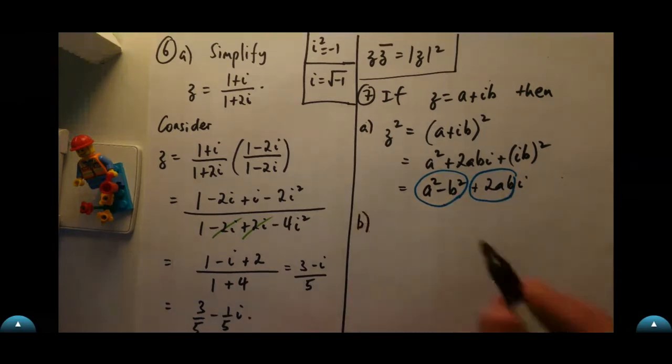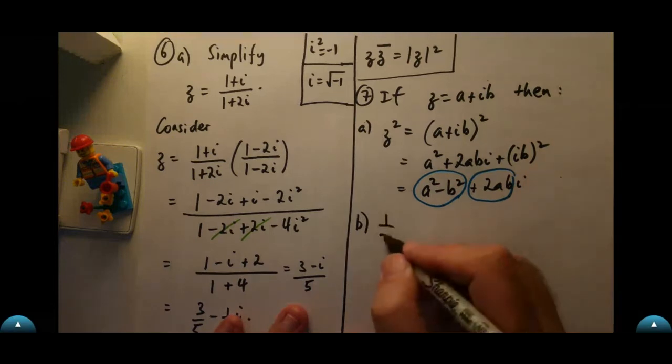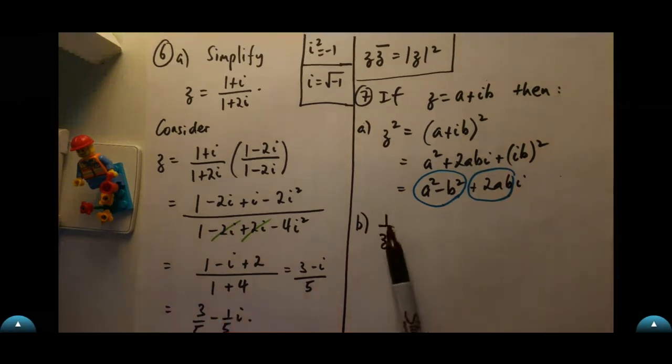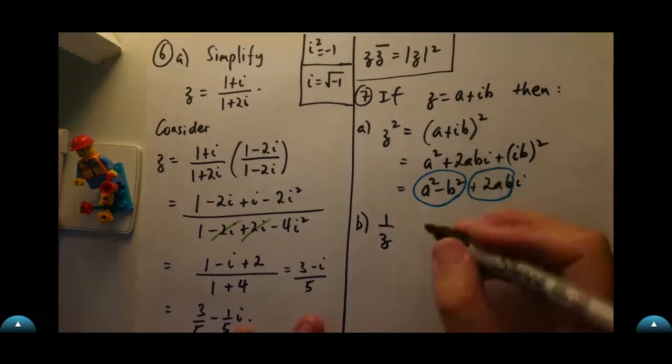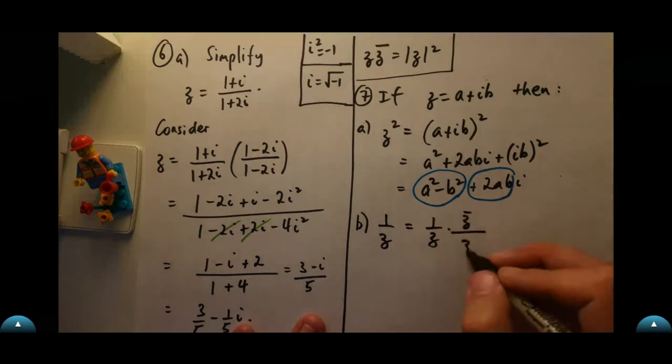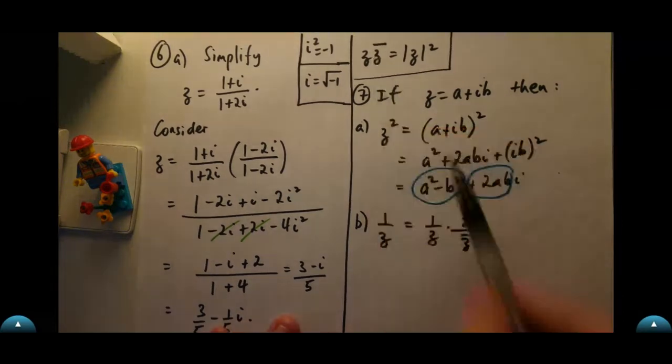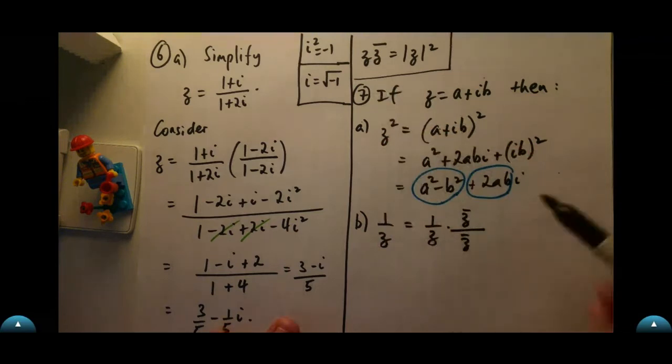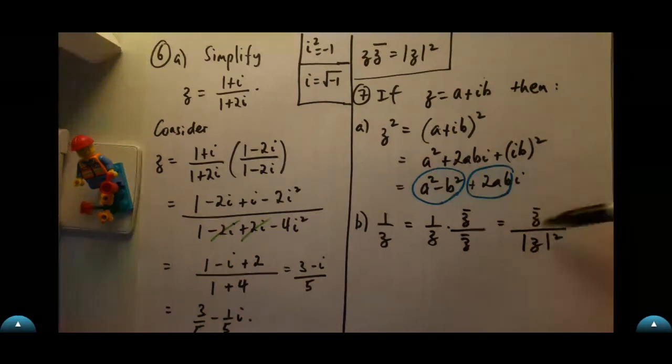For part B, we've got 1 on Z. The tempting thing here is to write that out, but you don't actually need to. What you can do is just use the conjugate. We know from up here that Z times Z bar, or Z conjugate, is just the square of the modulus. So who can tell me in the chat, let's wake up everyone, what is the conjugate of Z? If Z's that, what's the conjugate? Who can tell me in the chat?